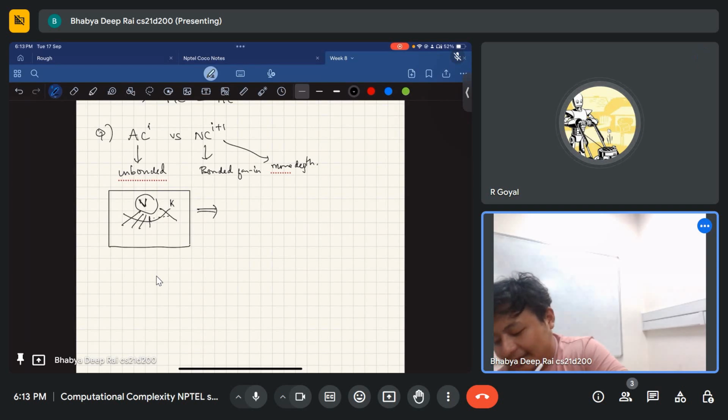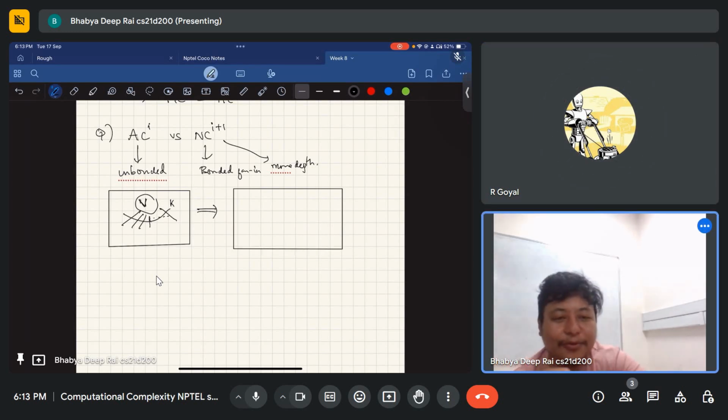The direction is correct, but can you explicitly tell how this particular gate, which has fan-in k, can be converted into a small circuit? You can use more gates here, but this particular circuit should have only fan-in two, and it should compute the same function.